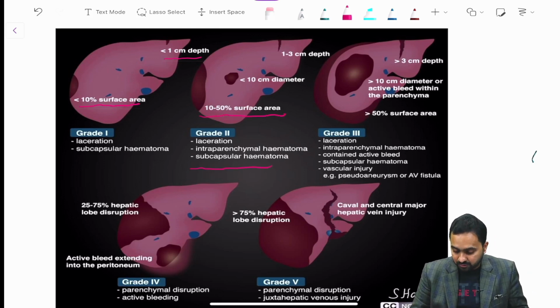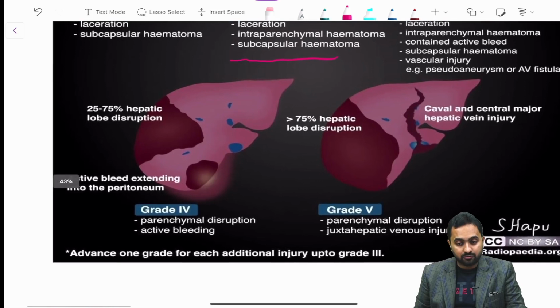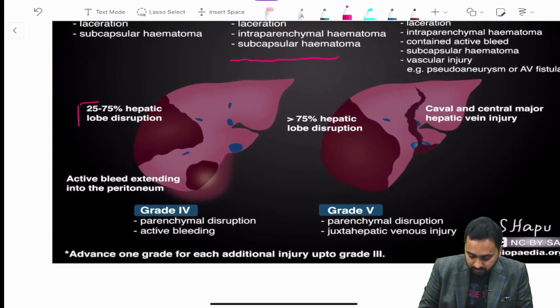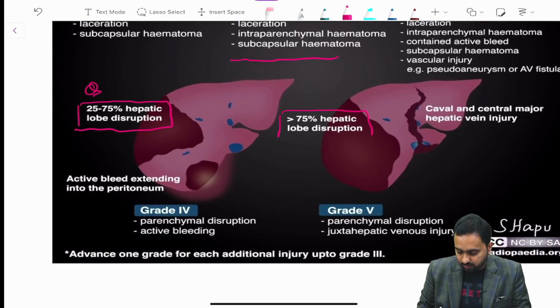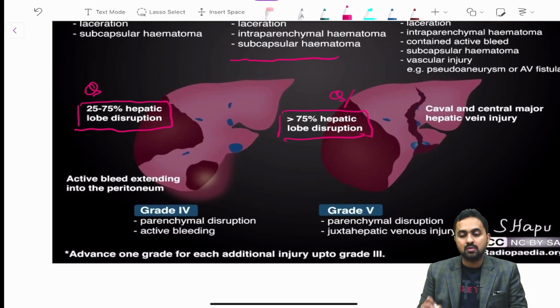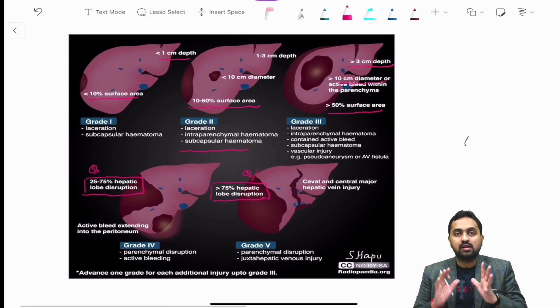Your grade 3 would be a more than 3 centimeter laceration, more than 10 centimeter intraparenchymal hematoma and more than 50% of surface area. Then you have your grade 4, which is usually your 25 to 75% of hepatic lobe disruption, and you have your grade 5, which is more than 75% of your lobe disruption. So, please remember this grading for your liver trauma.